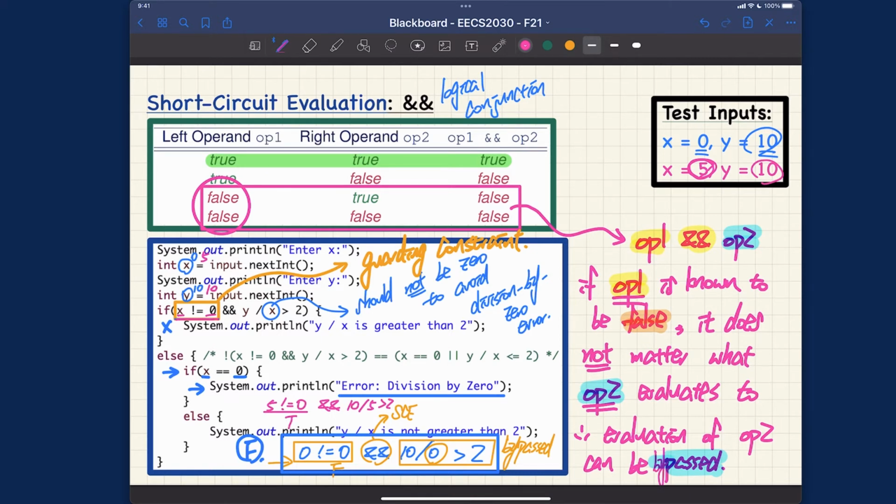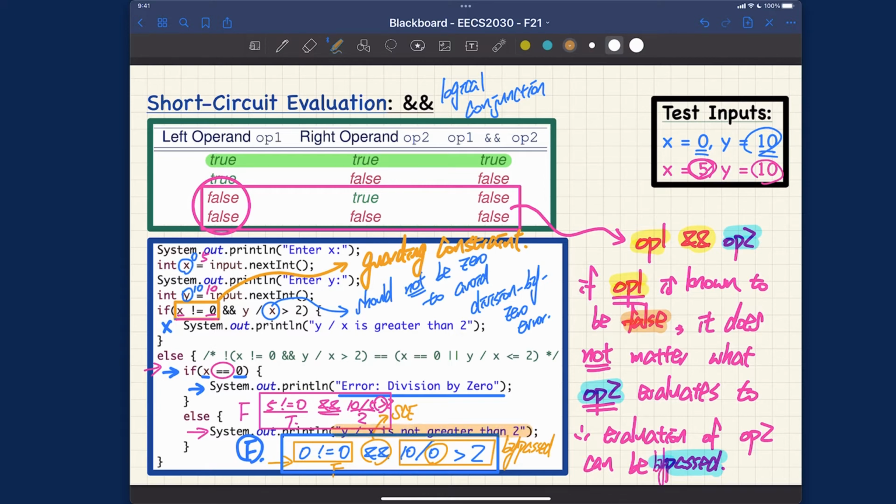And then if you got true over here, there's no short circuit, meaning that you're still going to continue with the evaluation. 10 divided by 5 is going to be 2. 2 larger than 2 is going to be false. So overall, it's still going to be false. Okay, and then we are still going to the else part over here. And then since x equals 0 is actually false, we're going to print out this particular line, which is over here, y divided by x is not greater than 2. That's what we're going to have, right?